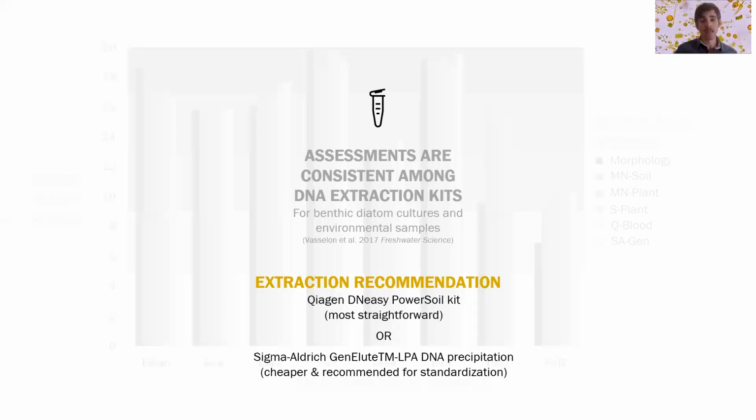And I recommend, for those that want to implement this now and very easily, who might not have a lot of existing infrastructure to run DNA, the QIAGEN DNeasy PowerSoil Kit is the most straightforward and has quality, reliable results. But the Sigma Aldrich non-kit DNA precipitation method has been recommended for standardization by some research groups on diatom bioassessment in Europe, and it is cheaper. So that is a way that we can move forward and, again, work towards standardizing these methods.